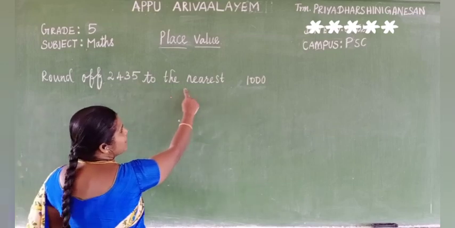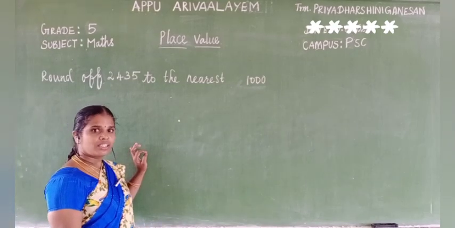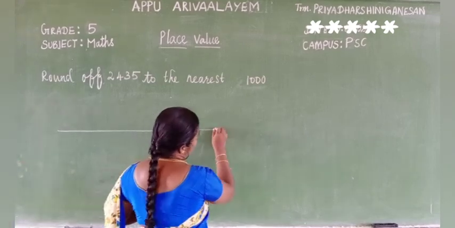Round off 2435 to the nearest 1000. Nearest 1000. For that, first you need to create a number line.